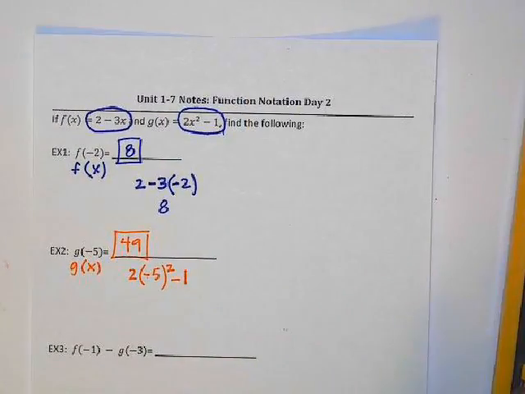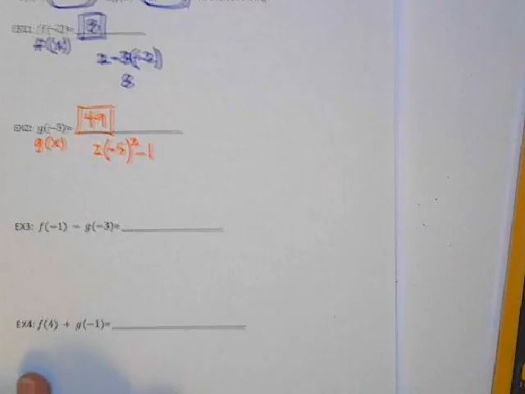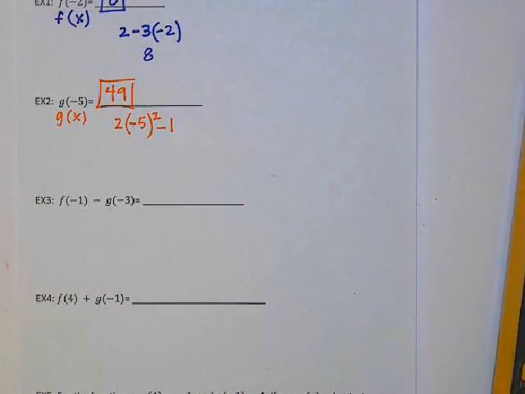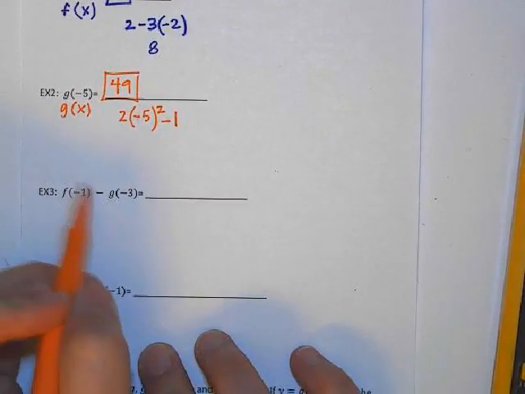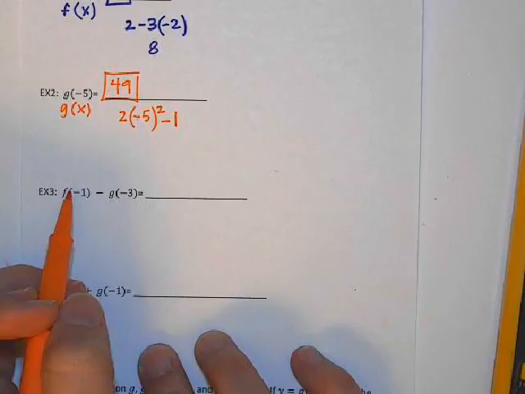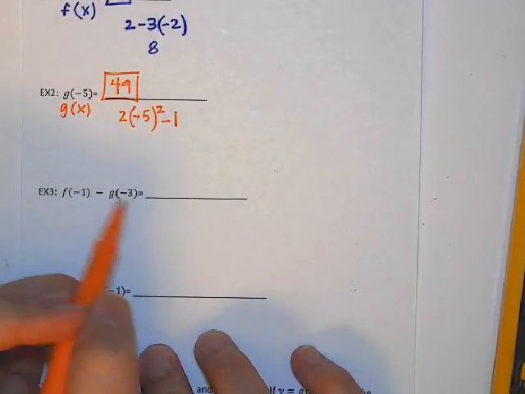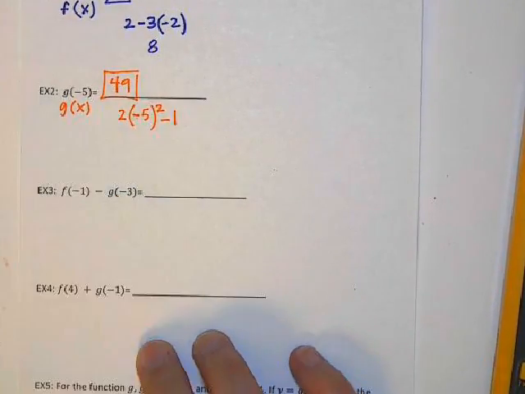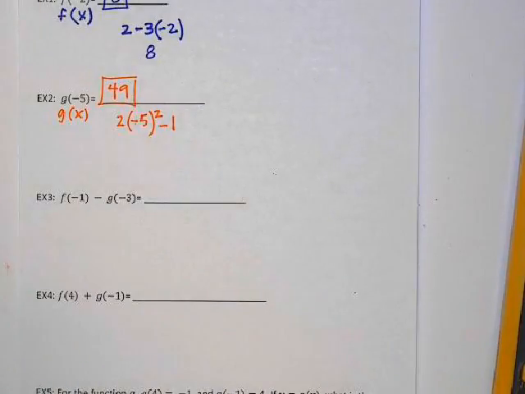Okay, look at example 3. What's different about number 3? There's 2 games. And what else? You combine them? Yeah. What's the minus? I'm subtracting them. So whatever answer I get for my f game, I'm going to subtract the g game from it. So we're going to do it 2 times in one problem.